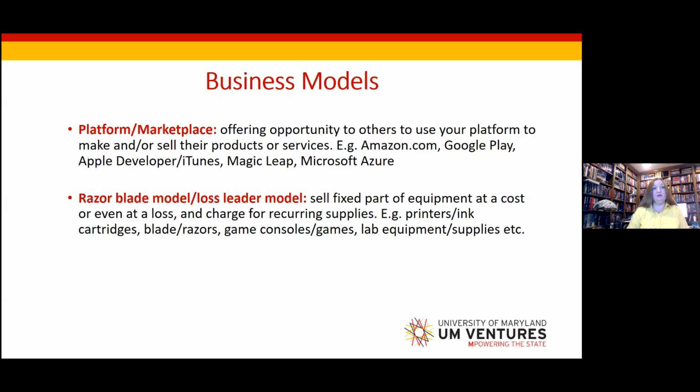I'm sure many of you have lab equipment in your lab spaces, and you have to keep paying for lab supplies and such. Game consoles are usually sold very inexpensively, but then you have to pay for games and such. Again, this is another model that investors like because once the customer has that fixed part or equipment in their home or in their office, in their lab, then they will keep coming back to buy this supply that they need to use that fixed equipment.